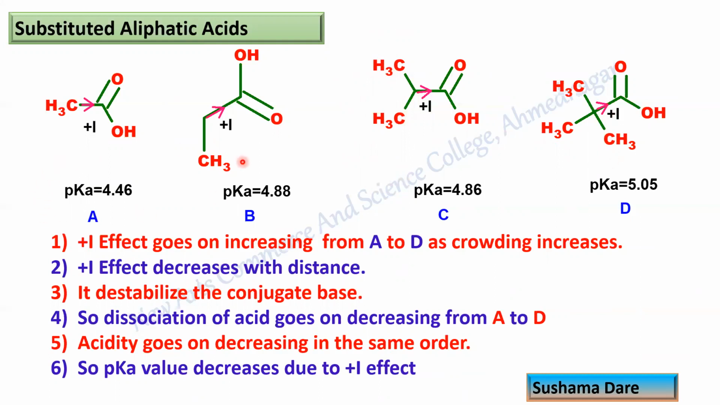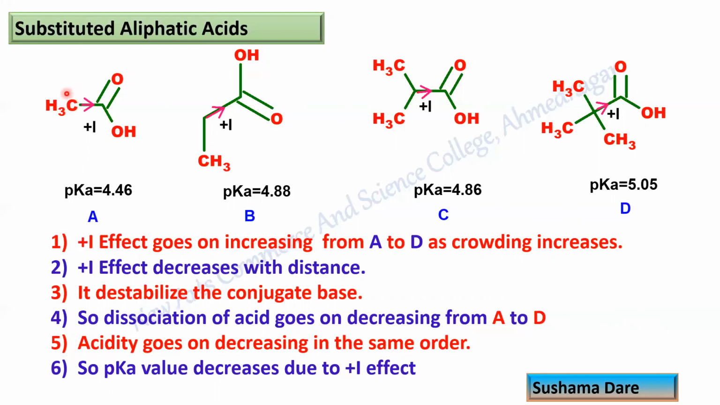So acetic acid, propanoic acid, 2-methyl propanoic acid, and 2,2-dimethyl propanoic acid. You can see the pK values: 4.46, 4.88, 4.86, 5.05. So what we conclude from this is that the pK value goes on increasing as we are adding one more carbon every time on the alpha carbon. Which is the alpha carbon? This is the alpha carbon. The alpha carbon is that carbon which is next to the carbonyl carbon. So this is the carbonyl carbon, and next to that is the alpha carbon.